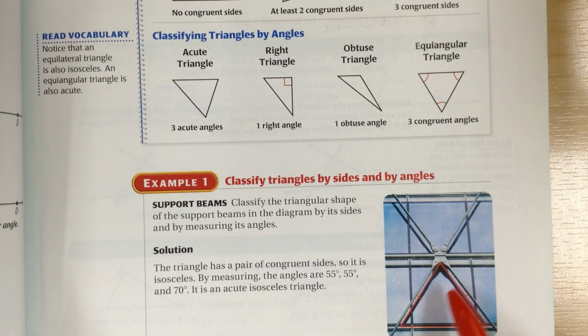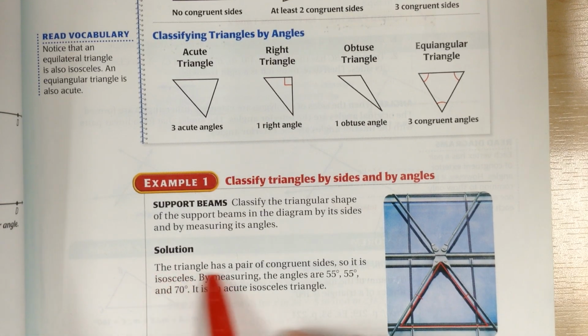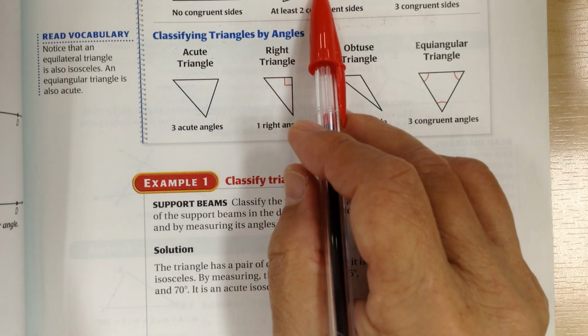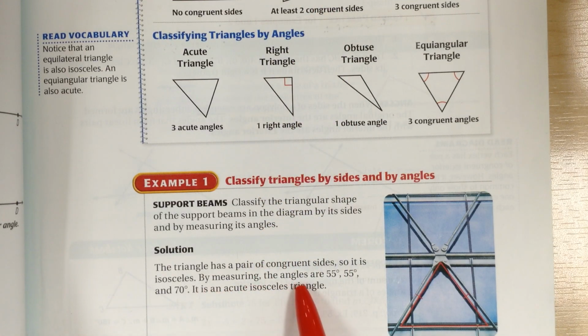Okay, so notice that these are congruent. See the little markings. Okay, so the triangle has a pair of congruent sides, so it's isosceles. Again, two sides are congruent, so that's isosceles. Okay, by measuring the angles, the angles are 55, 55, and 70. So it's an acute isosceles triangle. It's acute because all angles are less than 90. Okay. Let's go to the next one.